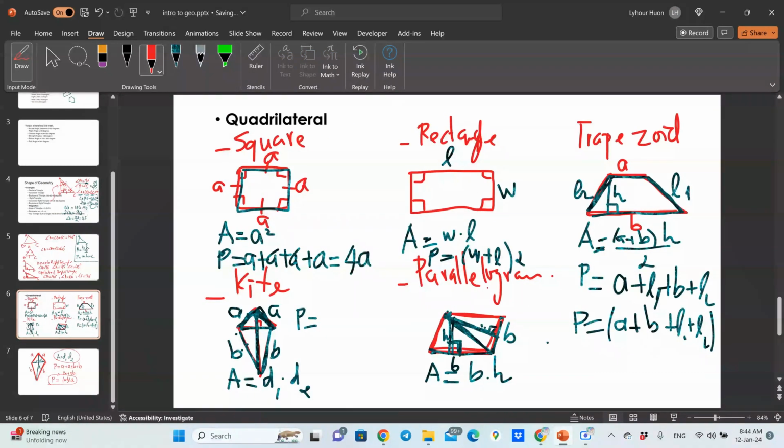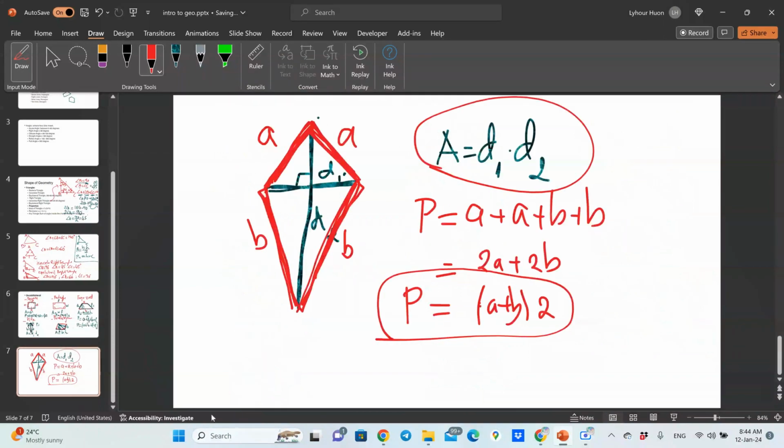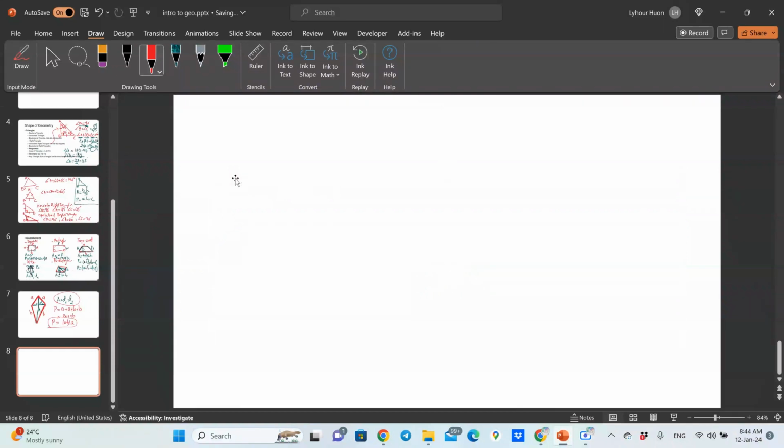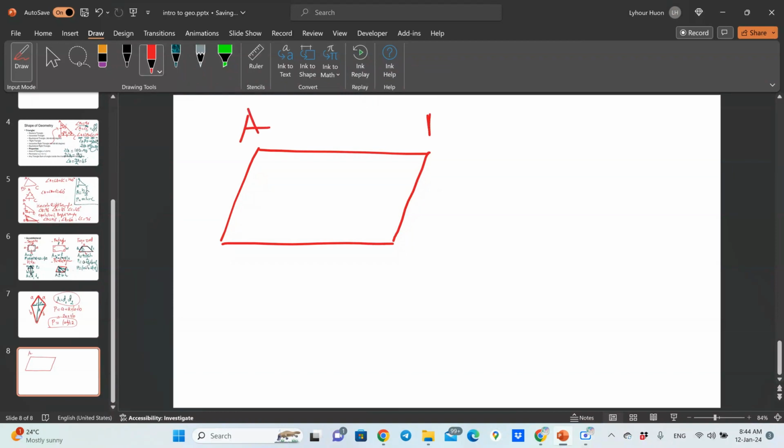How about parallelograms? I think I should write it here. Parallelograms. The shape of a parallelogram has two pairs of opposite sides that are parallel. So this is parallel, this is parallel. Let's say this is A, B, C, D.